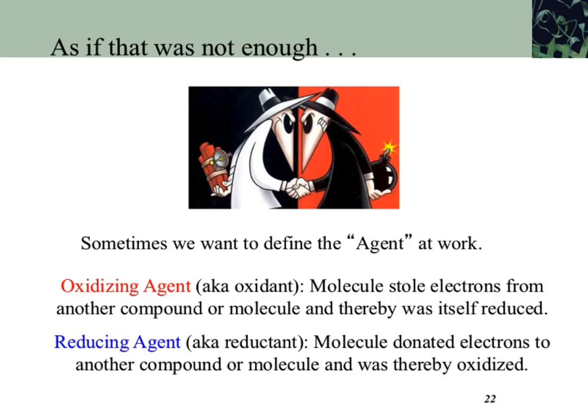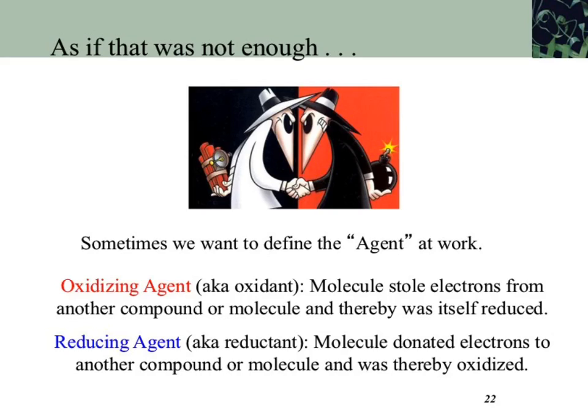C-A-R-B-O, carbohydrates. With our carbohydrates, we had the reducing sugars. That whole reducing, what did we say was happening? What happened to the sugar if it was a reducing sugar? It was oxidized. We increased the oxygen bonds. If we have a reducing agent, aka the reductant, the molecule donated electrons to another compound and was thereby oxidized. We increased the bonds to oxygen on our reducing sugar.